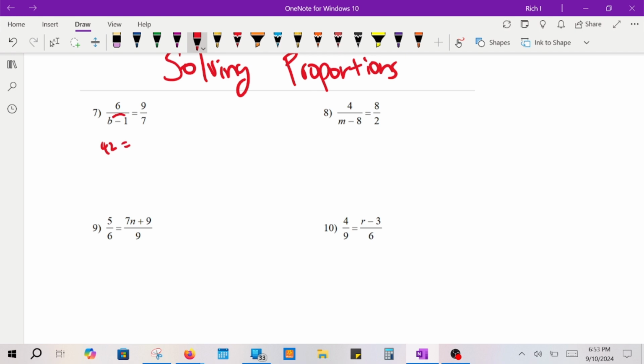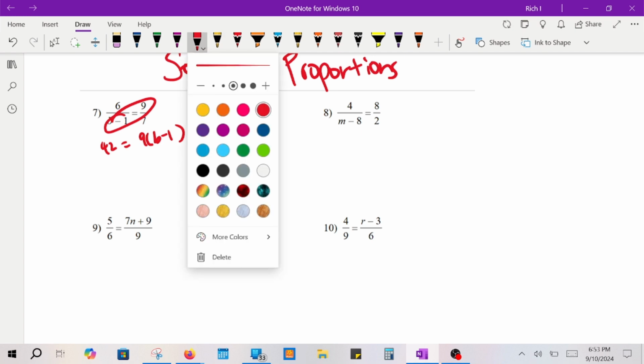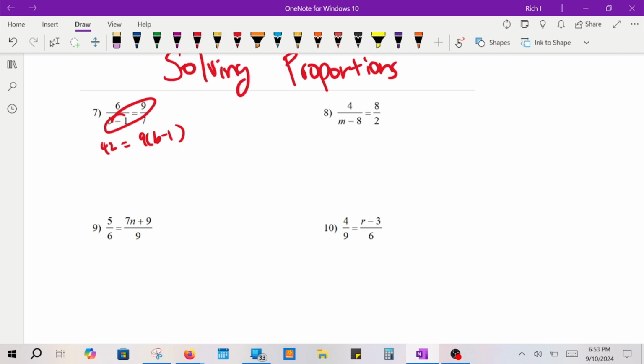And then over here we have b minus 1 times 9, which is going to be 9 times b minus 1. I might need to make this a little bit thinner, actually. Let me rewrite that. So we have 42 equals 9 times b minus 1. We're going to distribute. So then we get 42 is equal to 9b minus 9, right?